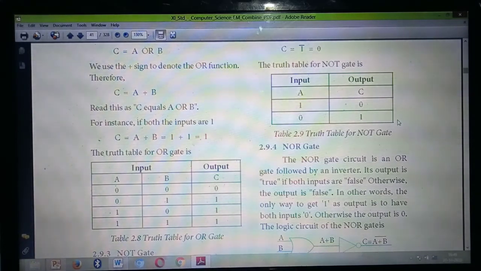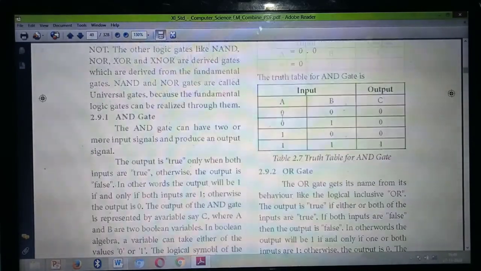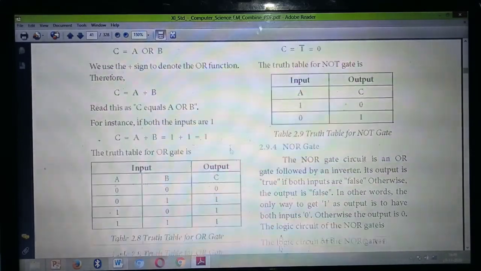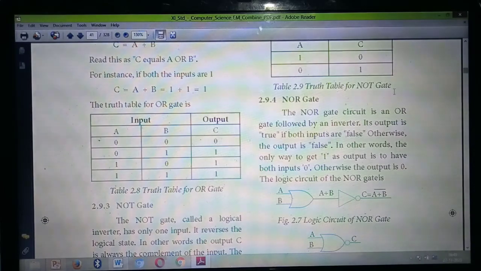Before the NOR gate, on page number 34, mark the first point: there are 3 fundamental gates, namely AND gate, OR gate and NOT gate. Then from the AND gate on page 34 till page number 35, before the NOR gate, up to the truth table of the NOT gate. Understand what I am telling?